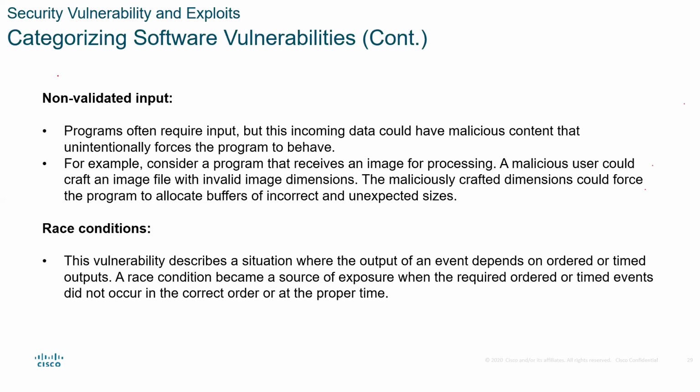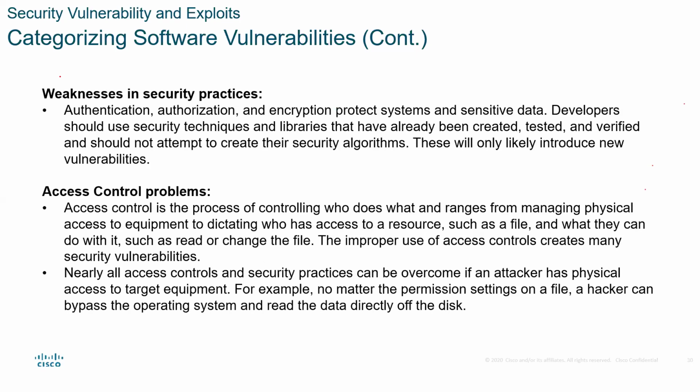And then race conditions. These vulnerabilities describe a situation where the output of an event depends on ordered or timed outputs. A race condition becomes a source of exposure when the required ordered or timed events did not occur in the correct order or at the proper time.